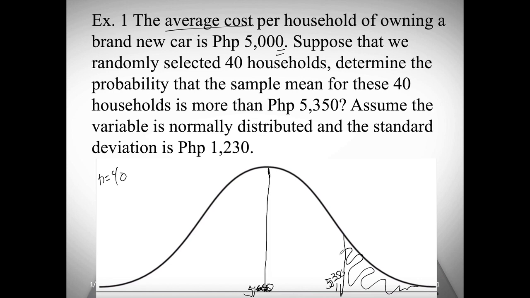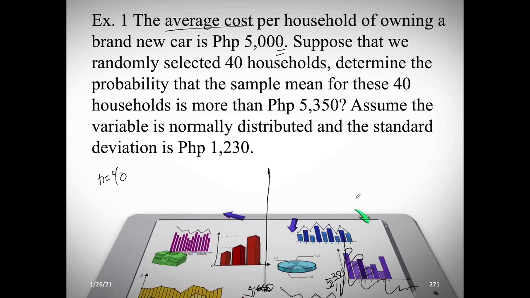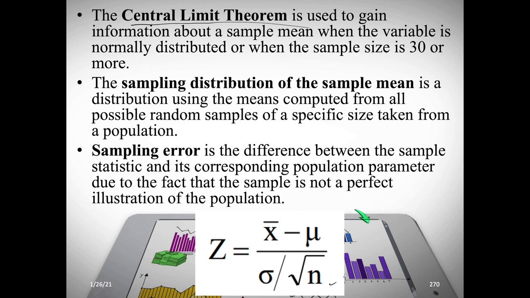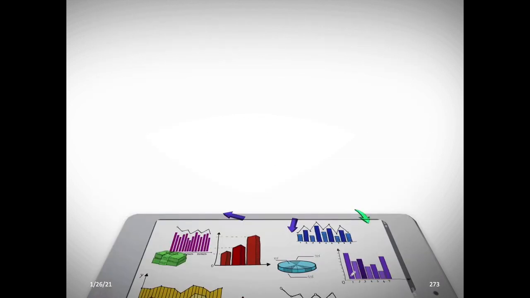Now, the area between 0 and 1.8, wala pa tayo doon. Check natin kung ano yung katumbas netong line na yan. Paano po gagamitin natin ngayon yung binigay na formula, which is this one? So let's write this formula sa ating PowerPoint. Z is equals to x bar minus mu over standard deviation divided by the square root of n.